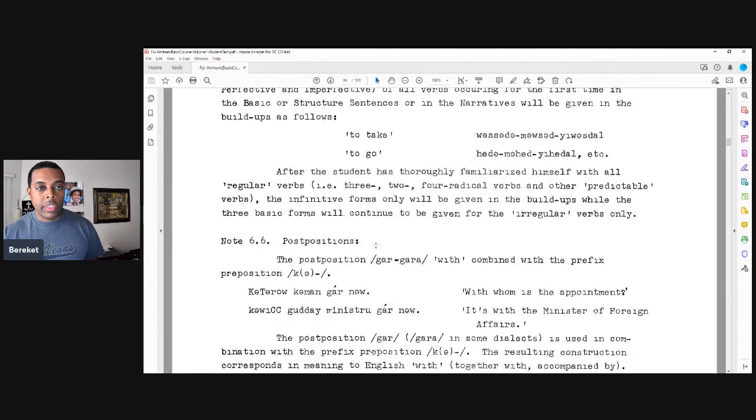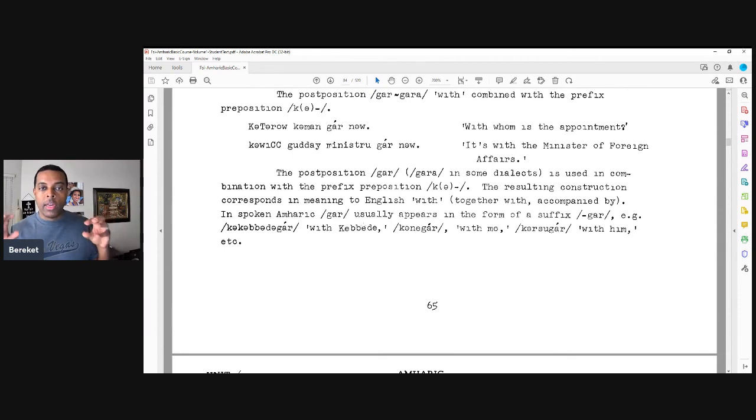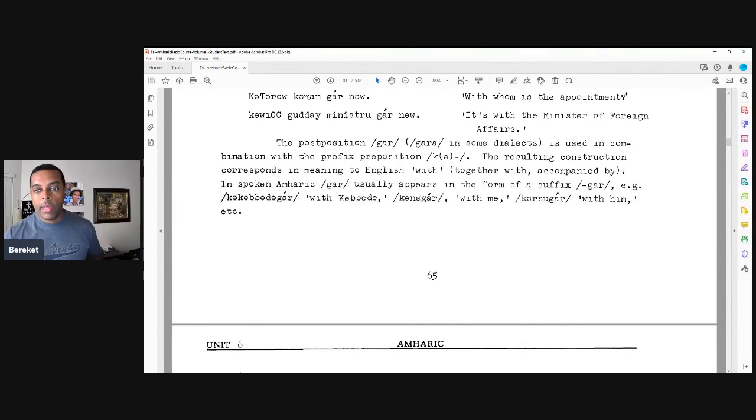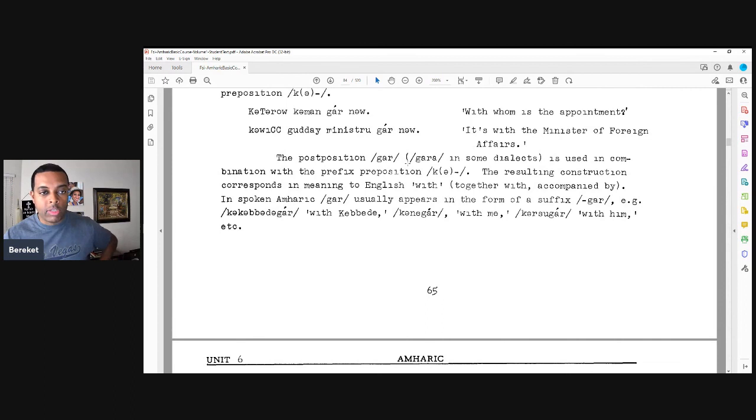Note 6.6 refers to the postposition gar, gara. And when it's used with the prefix ka, it just means with. So kamangar, with whom, in that first sentence, kataro kamangarno, with whom is the appointment. Or kawich gudai ministrugar, no. So it's with the foreign ministry. Whenever you see that ka and then gar, that construction, kabaragar, kanegar, Karsugar, as you can see at the bottom of that paragraph, that just put together means with. And you don't have to have the postposition gar. It can be there or not. It's kind of optional. But if you see that there, that will definitely let you know that it means with.